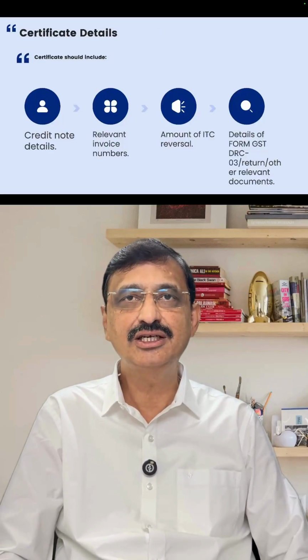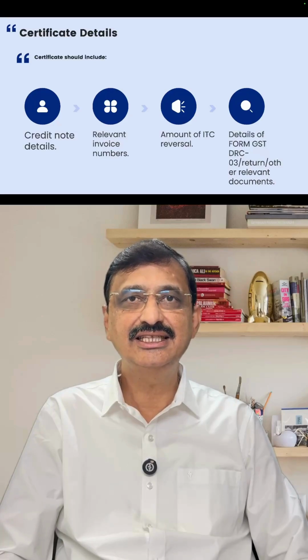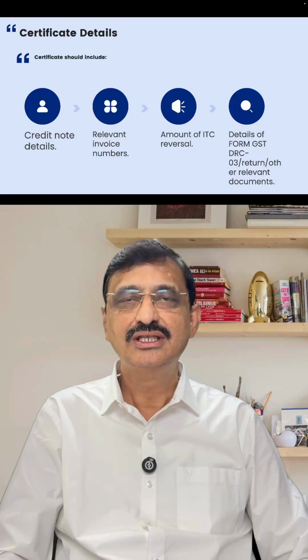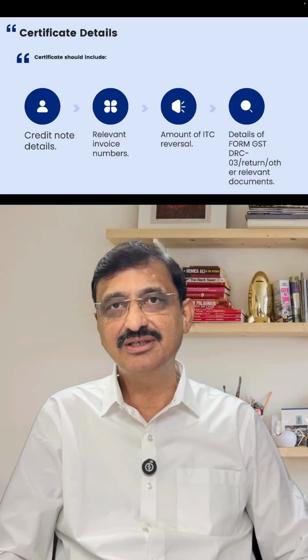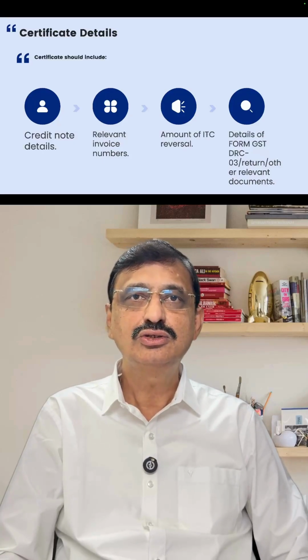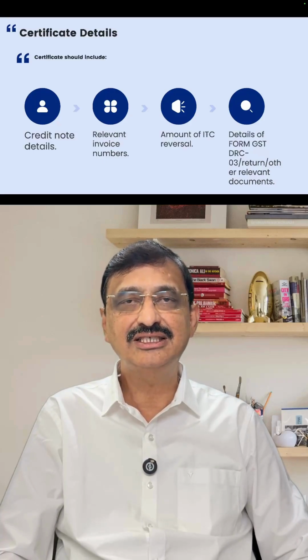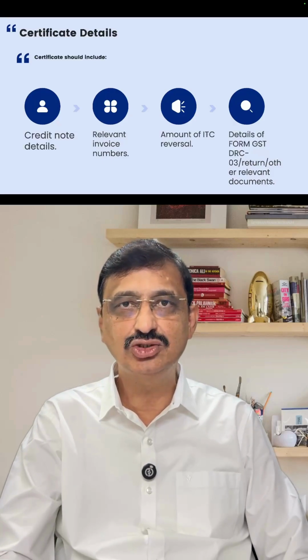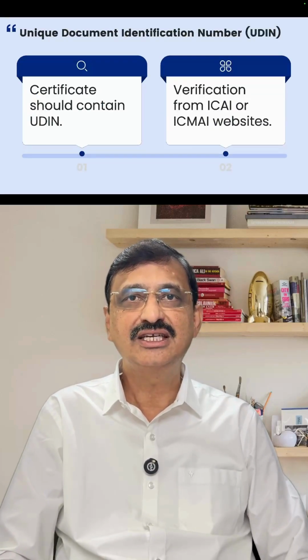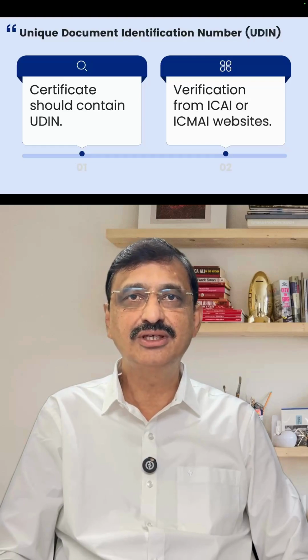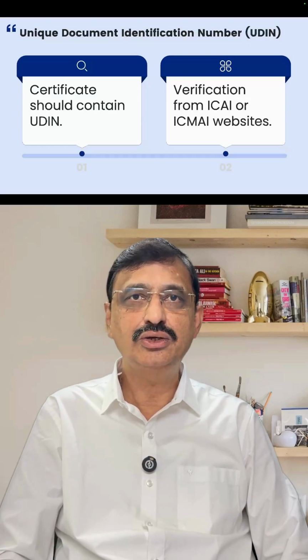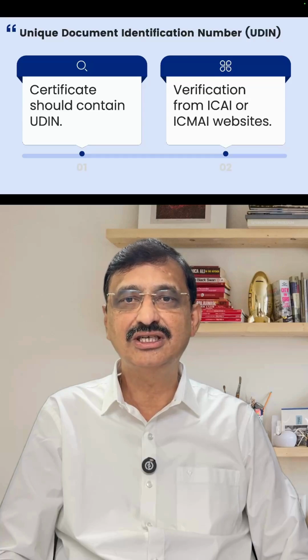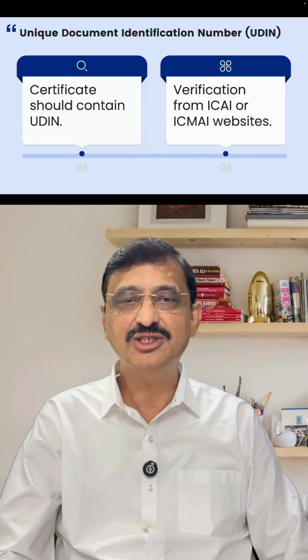Now, this certificate should contain the details regarding the credit note, the invoice against which the credit note has been issued, the amount of ITC reversed by the recipient, and also the mode in which the reversal has been made or payment has been made, whether through return or DRC-03, etc. Now, the certificate issued by the CA or CMA should contain the UDIN, Unique Documentation Identification Number, which can be verified from the respective websites.